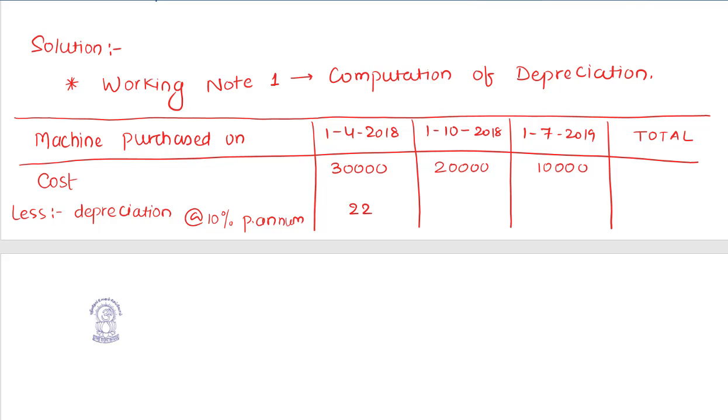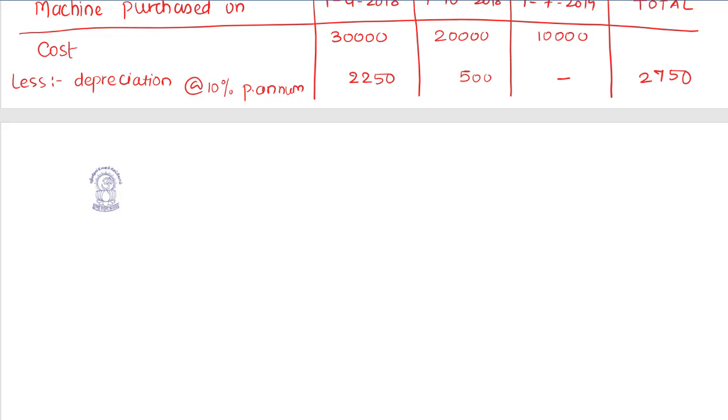It is 2250. Over here, depreciation is calculated for only 3 months: 10, 11, 12. So it is 500. Over here 9 months, over here 3 months. This is nil. Total depreciation is 2750.